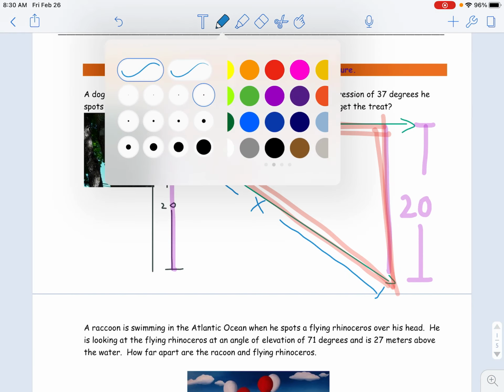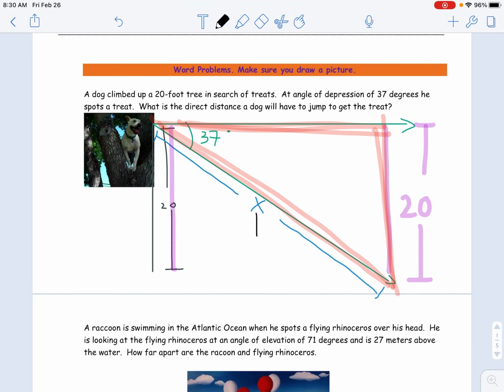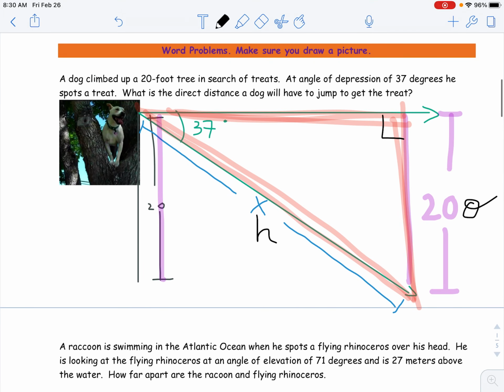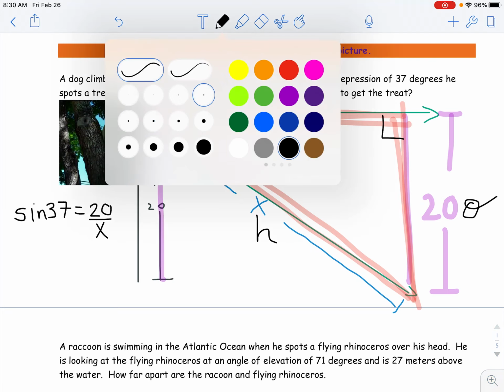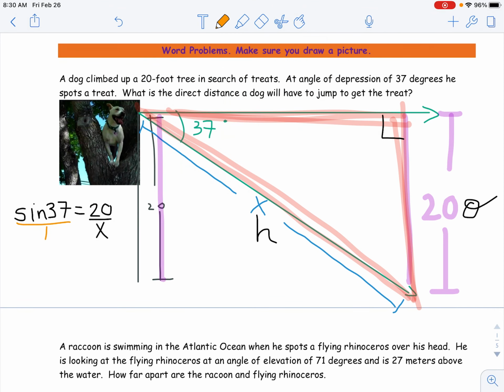And then, so really now we can look at things and realize, well, we have the hypotenuse and the opposite side of angle 37. So really this is just going to be sine 37 equals opposite 20 over hypotenuse, which is x. In this case right here, the variable's in the denominator. That's okay, it's just going to require slightly more work.